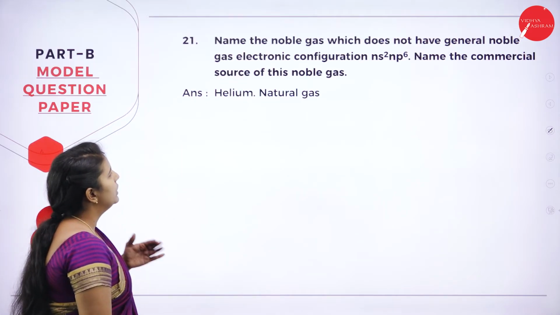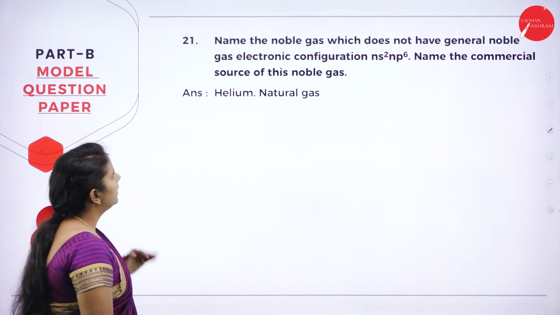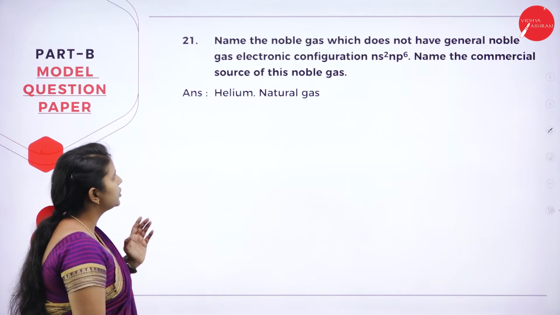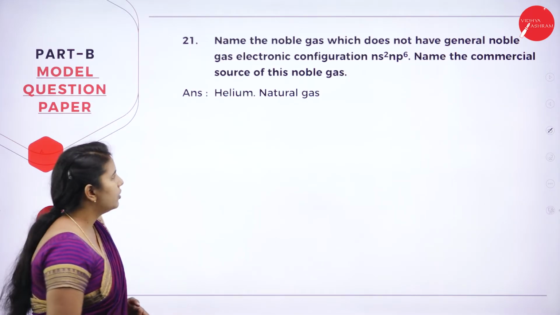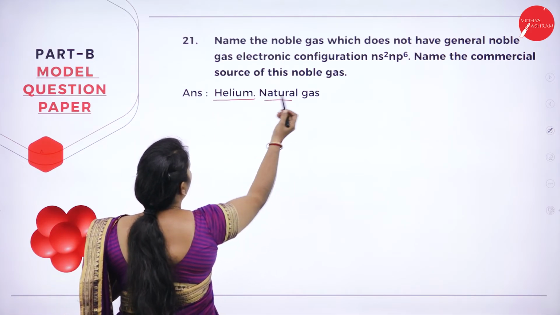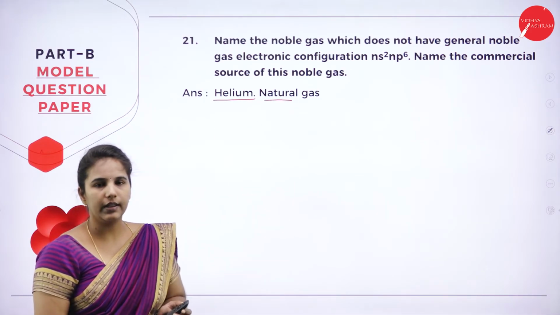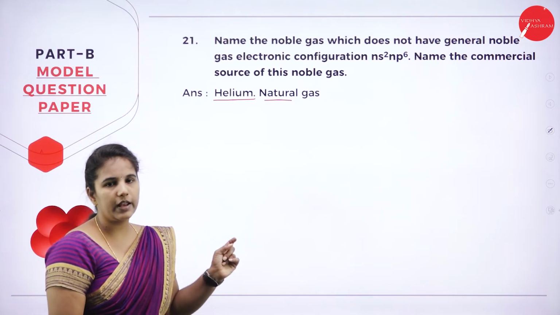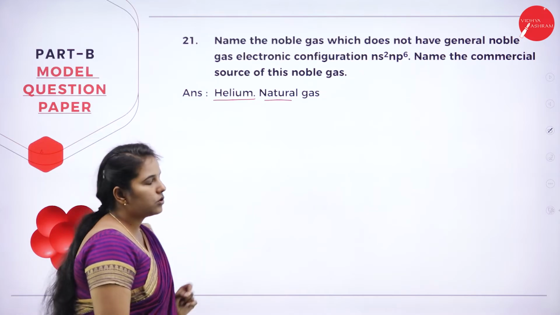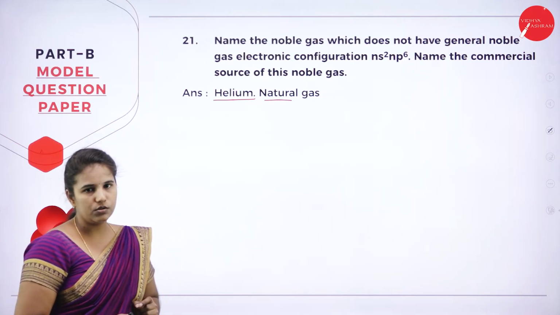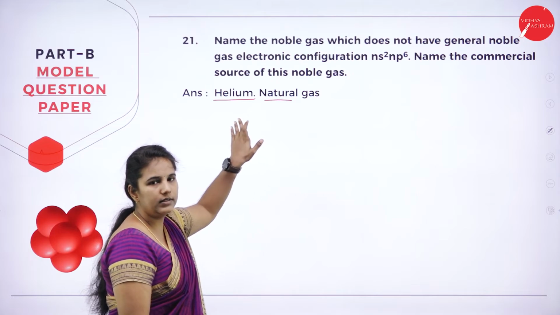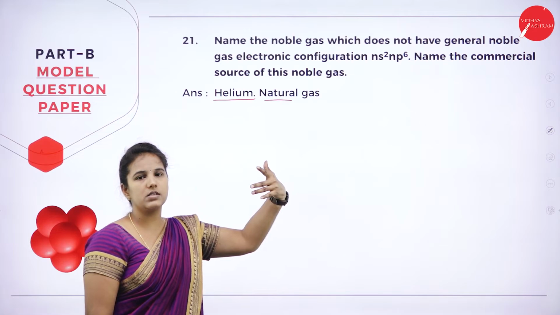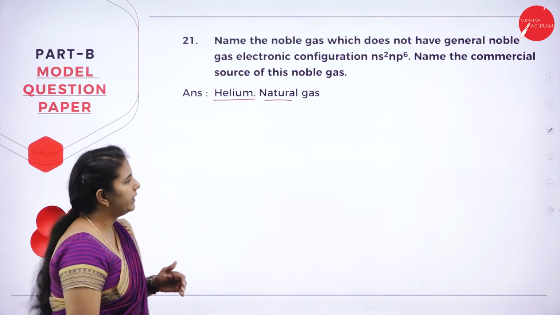Name the noble gas which does not have the general noble gas configuration of ns2np6, and name the commercial source of this noble gas. That noble gas is helium, and it is obtained from natural gas. So helium does not have the noble gas configuration of ns2np6, and it is obtained from natural sources. For writing that element and where exactly we obtain that gas, you'll get 1 mark each. So it carries 2 marks.